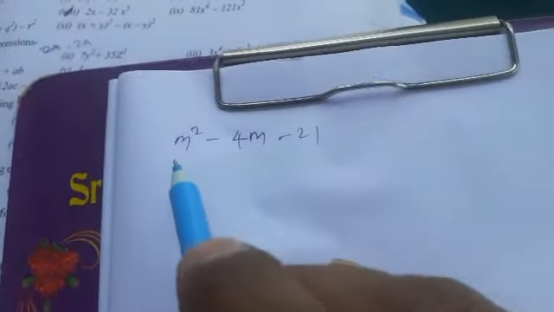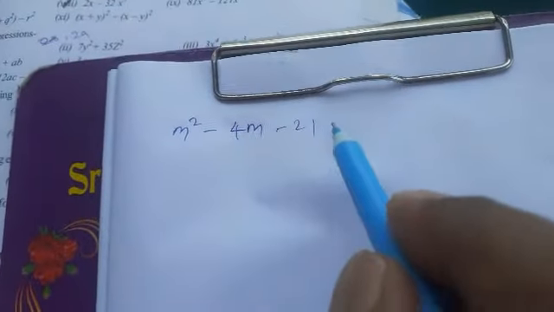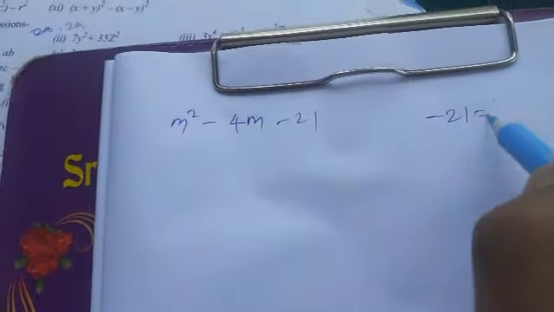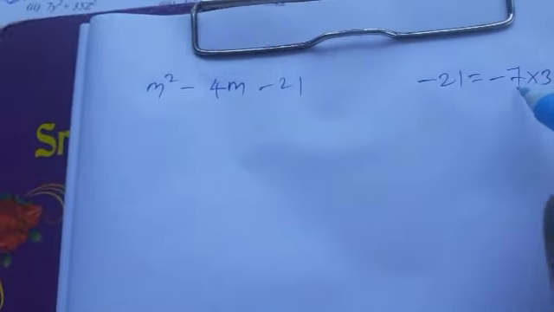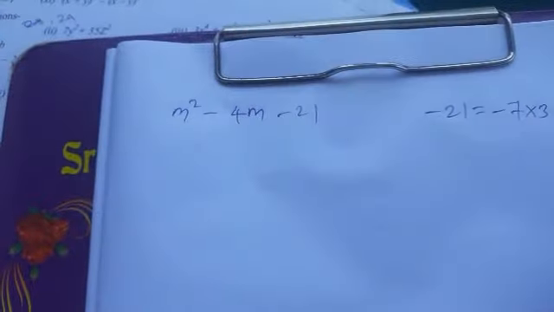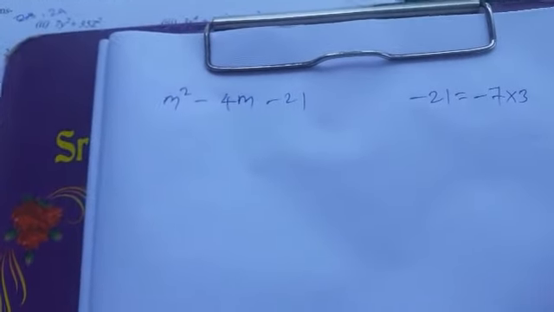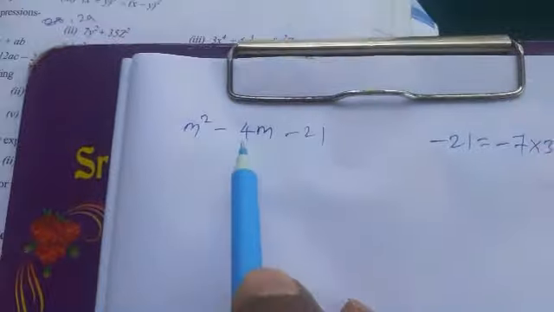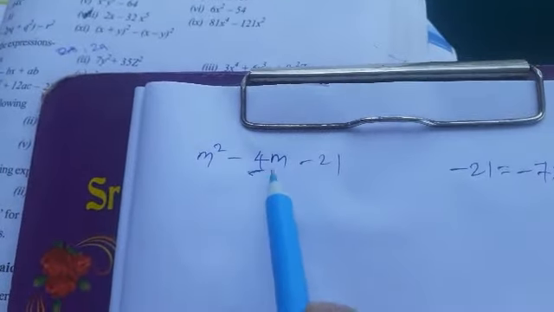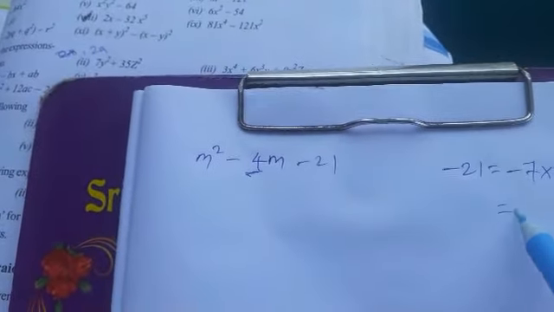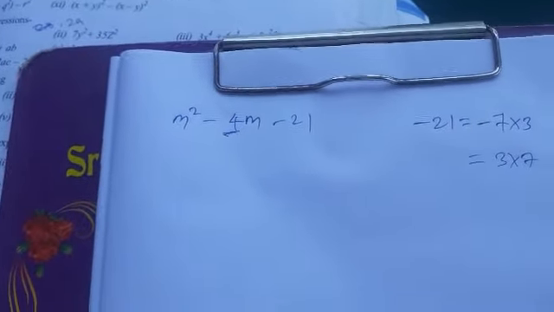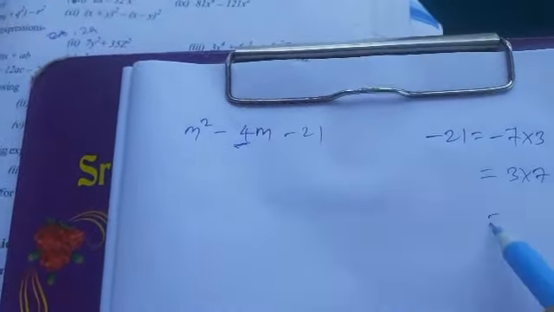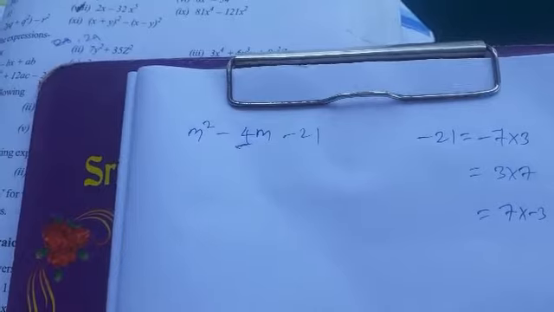Let us take another problem. m square minus 4m minus 21. Let us take minus 21. Minus 21 can be written as minus 7 into 3. Minus 7 into 3, minus 21. Minus 7 plus 3, minus 4. So what is the m coefficient? Minus 4. If you take it the other way, 3 sevens are 21, but 3 plus 7 is 10. If you take 7 into minus 3, 7 minus 3 is 4.